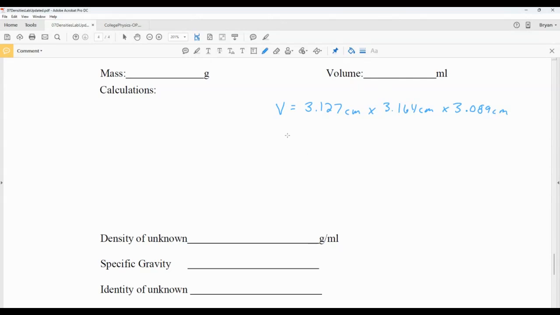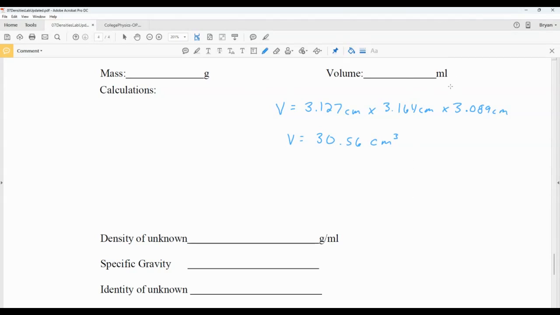Now, you might see something going on here that's a little bit confusing. We've got all these different centimeters, and so if we multiply those together as they are, we get centimeters cubed, right? Because there's three separate measurements of centimeters. Multiplying those particular numbers together, we get 30.56. Again, an extra decimal place compared to what you would get from a ruler, but that's not going to hurt things too much here.